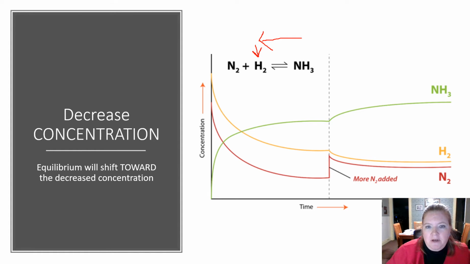What if, on the other hand, I decreased NH3? Well, the equilibrium would shift this way to the right and begin to make more NH3 and use up N2 and use up H2.